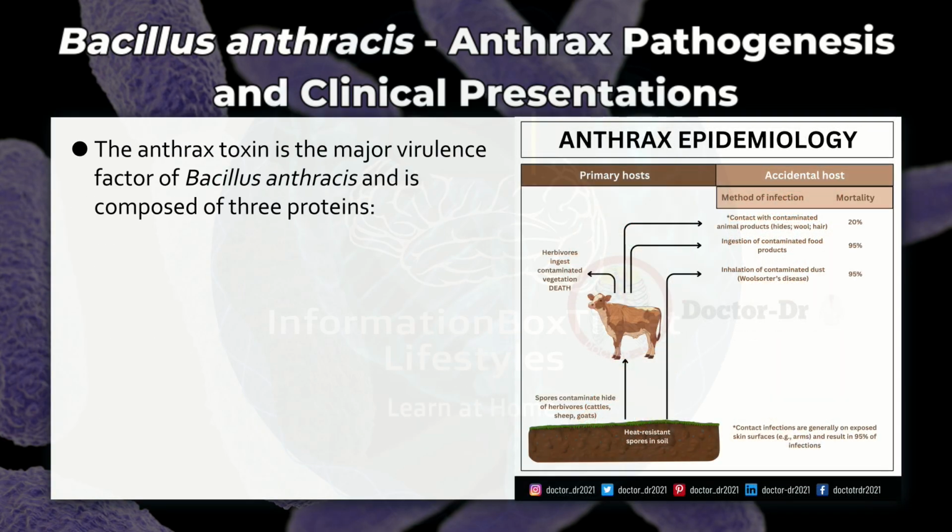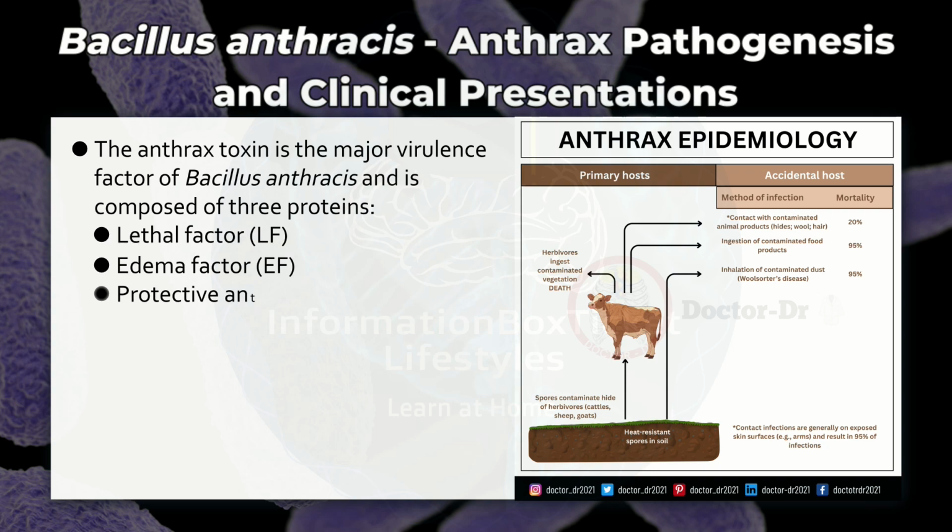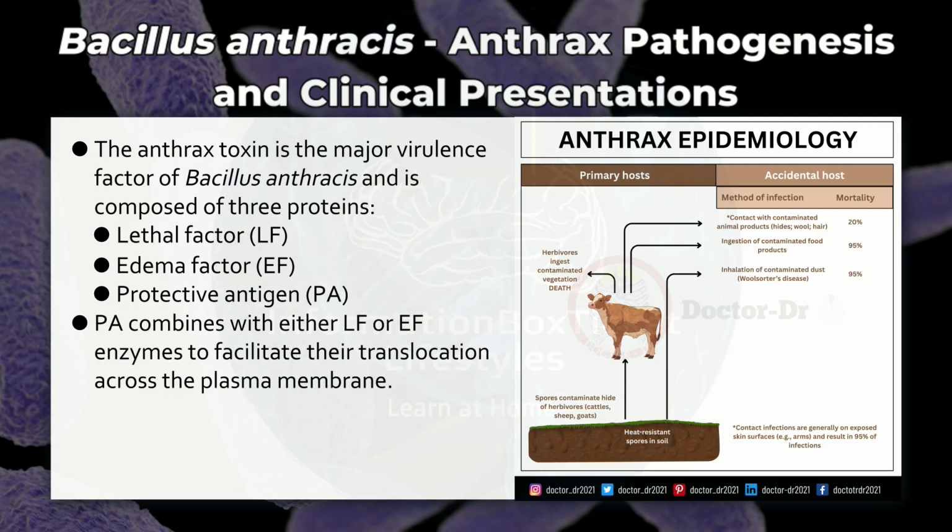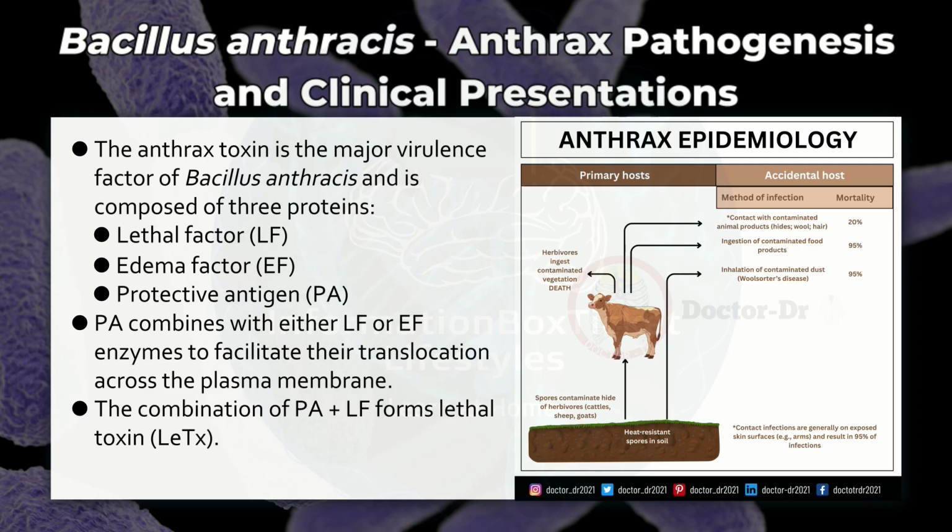The anthrax toxin is the major virulence factor of Bacillus anthracis and is composed of 3 proteins: lethal factor, edema factor, protective antigen. PA combines with either lethal factor or edema factor enzymes to facilitate their translocation across the plasma membrane. The combination of protective antigen plus lethal factor forms lethal toxin. The combination of protective antigen plus edema factor forms edema toxin.